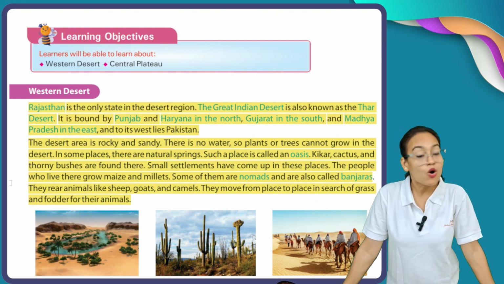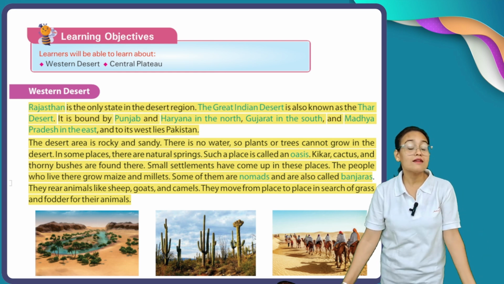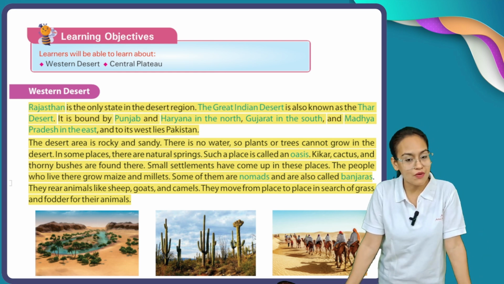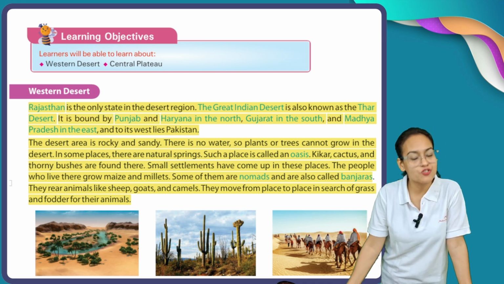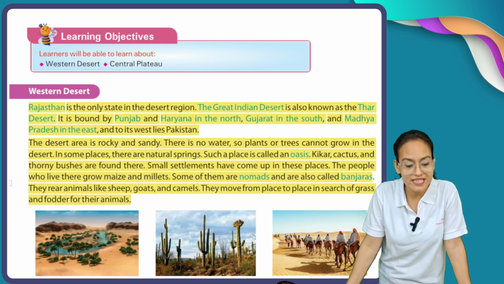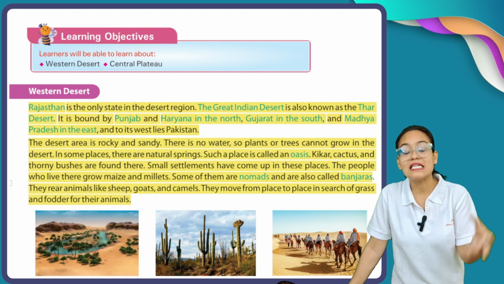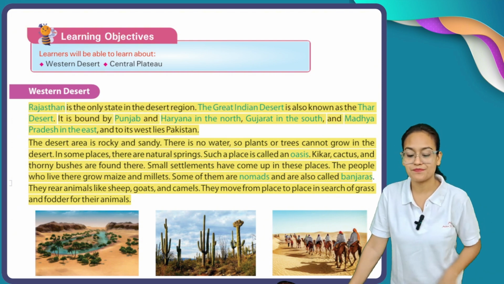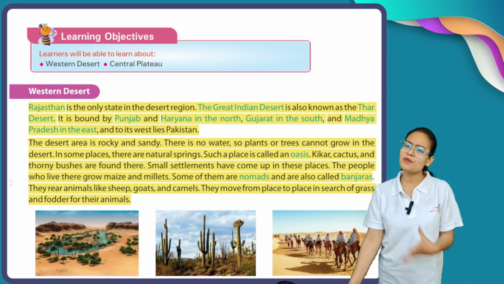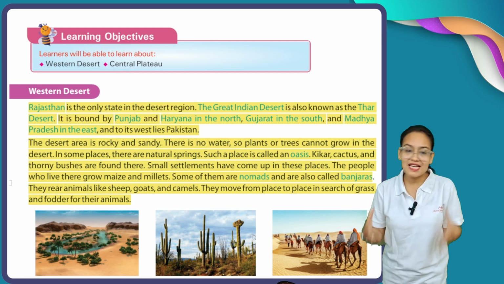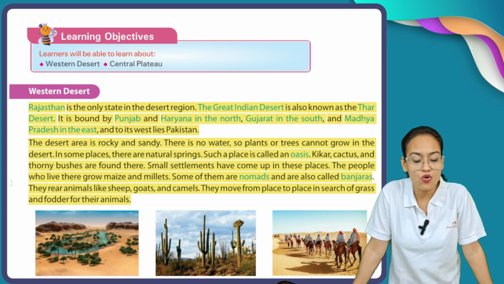Kikar, cactus, and thorny bushes are found here. So it doesn't mean that the Rajasthan area or our Thar desert area is completely barren. No, some kinds of plants or trees grow here, like kikar, cactus, and thorny bushes, because all these plants need very little water. Small settlements have come up in these places, and very few people live here. The people who live here grow maize and millet.